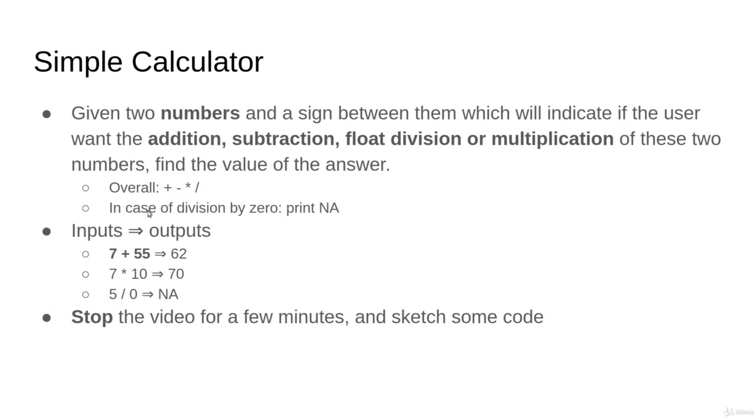If it happens that the user is asking for a division and the second number, the denominator, is 0, you are to print NA. For example, if the user entered 7 plus 55, you will print 62. 7 times 10, you will print 70. 5 divided by 0, this is impossible, so you just say NA. As I told you before, try always to challenge yourself. Stop the video, come up with your own code and compare it with mine.